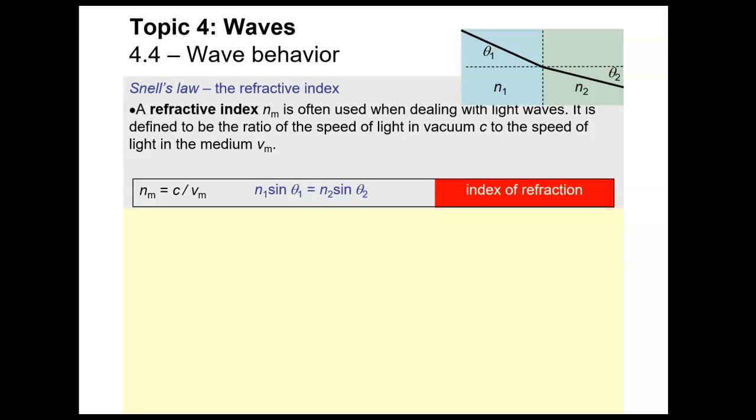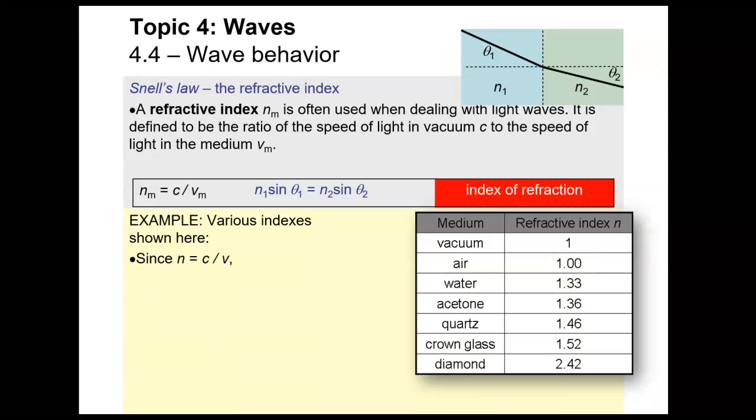Now here we see in the notes a refractive index n_m is often used when dealing with light waves. It is defined to be the ratio of the speed of light in vacuum c to the speed of light in the medium v_m. We already talked about that before. Normally you'd be given at least one refractive index of a material. If you were an engineer, you would look these values up in a table. It varies depending on the type of material. Vacuum and air is about 1. Water is about 1.33. Acetone has a refractive index of about 1.36.